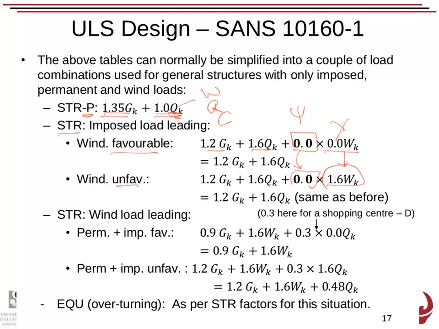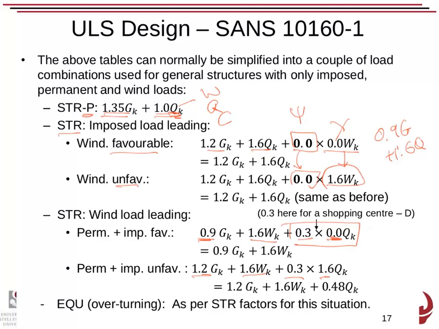If we now have wind load leading, there's a wind load, there's a wind load, and you could see you could have permanent and imposed favorable or permanent and imposed unfavorable. And so up here I would also have a 0.9 G plus 1.6 Q case. So there you've got 0.9 because it's favorable, or 1.6. What happens with this is this becomes a waste of time. So it's not normally listed in your list of combinations.